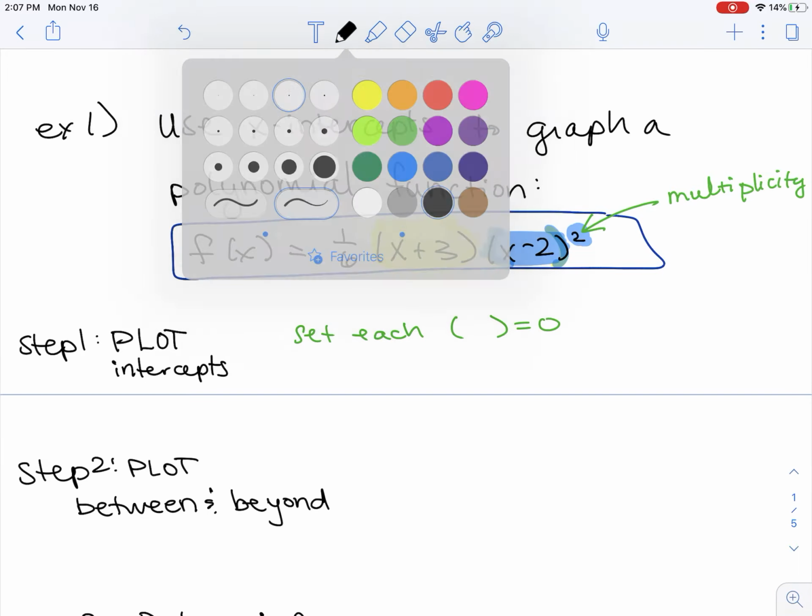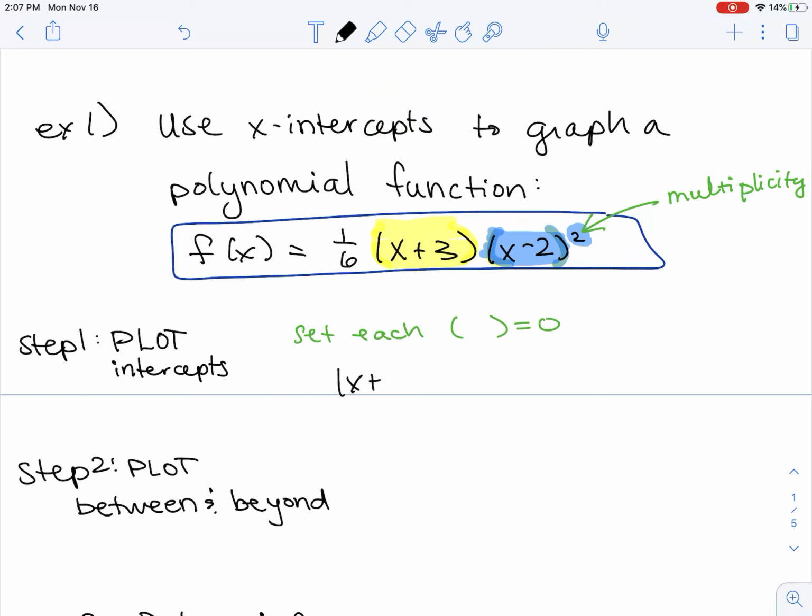So again, we're going to set each parentheses equal to 0. And now we're going to solve. So if x plus 3 equals 0, that means x equals negative 3. And if x minus 2 is 0, that means x equals 2.